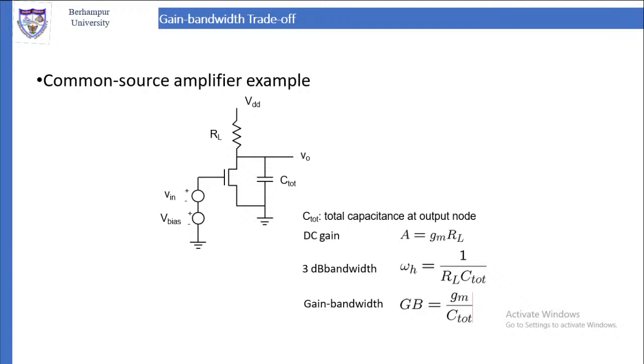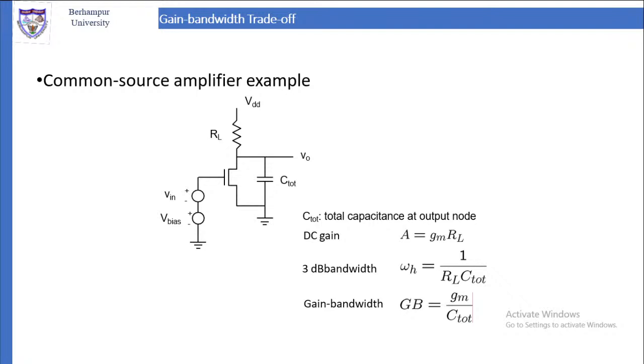C total is between them, these two, and it is grounded. There you are taking the output across the C total and RL. C total is the total capacitance at the output node. Because of DC, the DC gain A is equal to GM into RL. 3 dB bandwidth. You know what is 3 dB bandwidth? When we say 3 dB bandwidth, it means what?